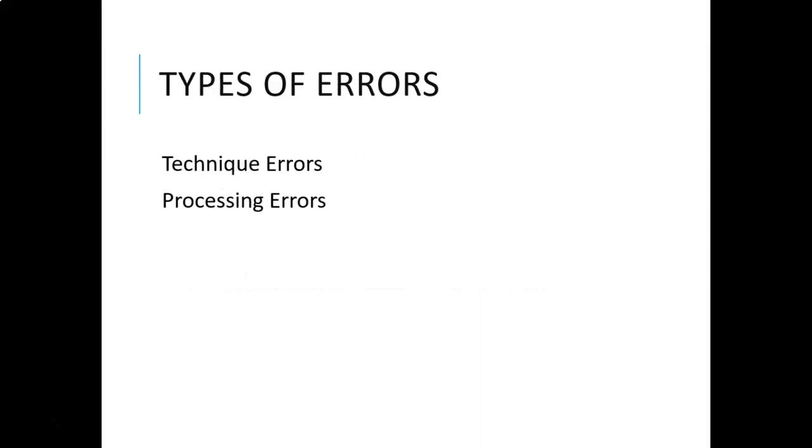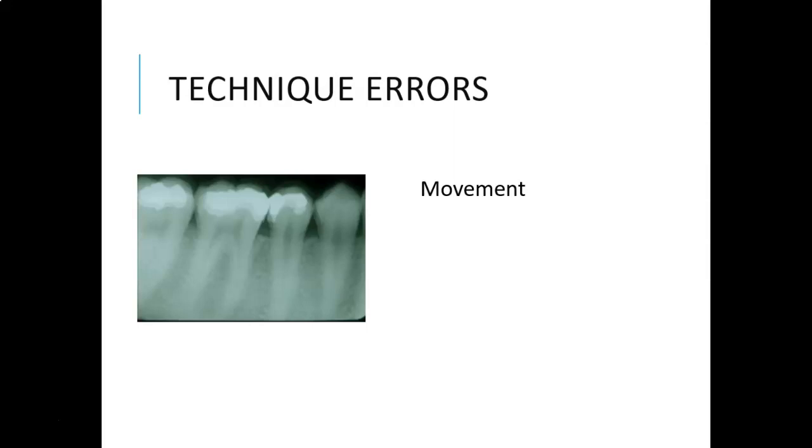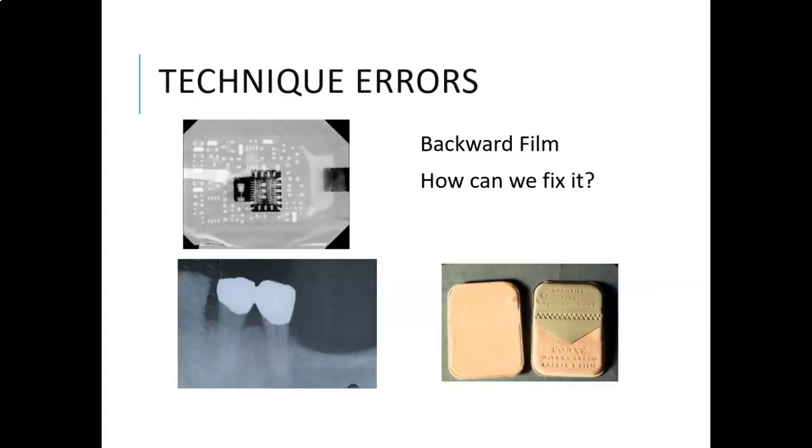So types of errors. There are technique errors when actually taking films, and then there are processing errors. Technique errors, as we've talked a lot about, are placement errors, horizontal angulation errors, vertical angulation errors, and beam centering errors. Technique errors are also things like movement. The tube head might jiggle on the arm. The patient might move. The sensor maybe moves in the mouth. The patient changes their bite mid-exposure or something. There's movement somewhere.